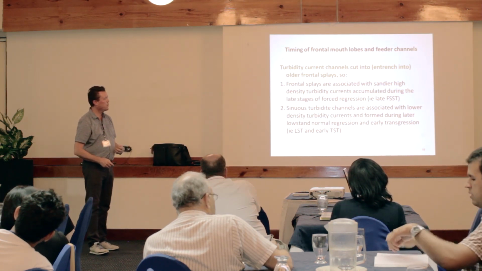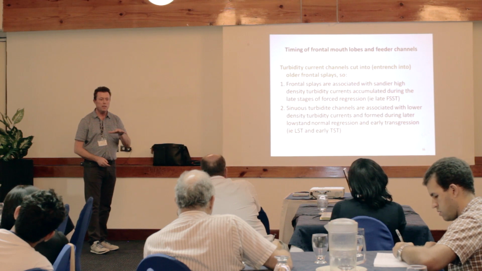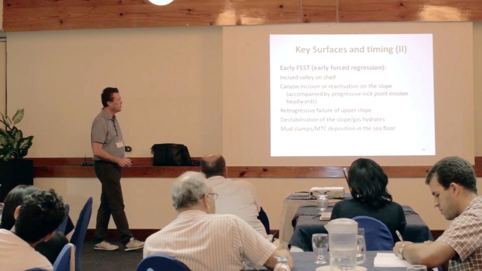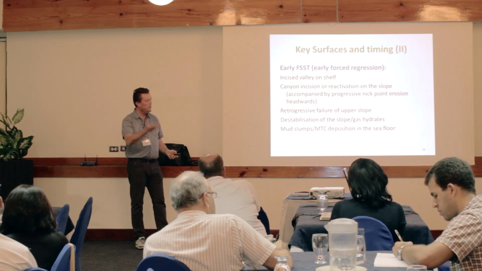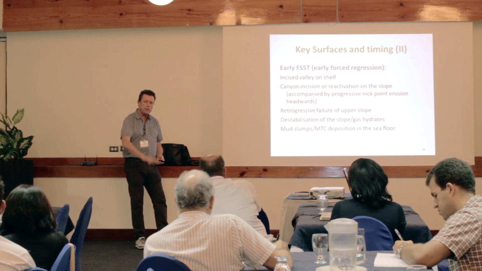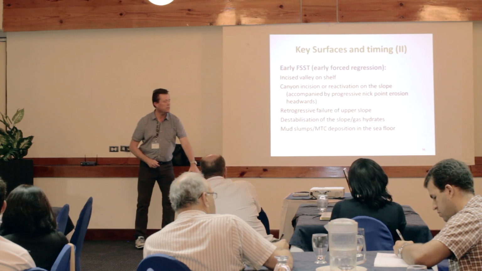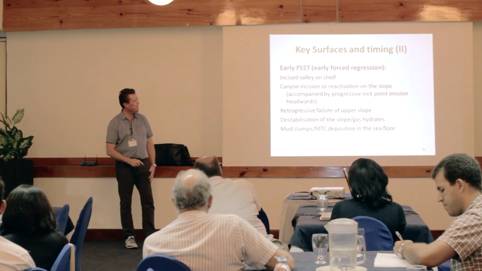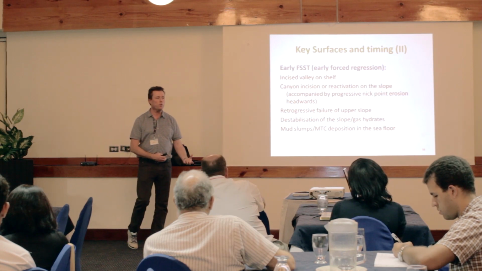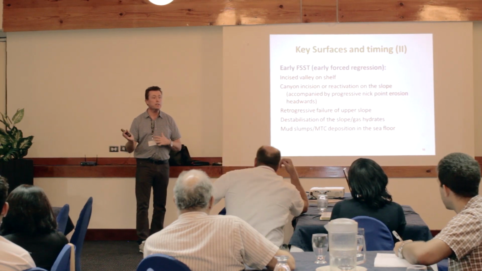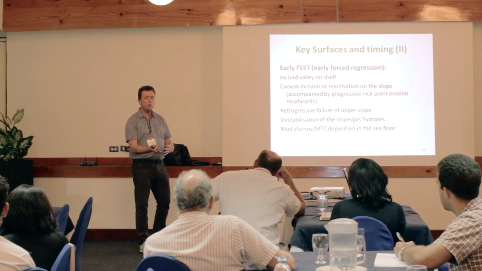And what I want is for people to test these ideas about splay and lobe architecture. So during the falling stage, incised valleys on the shelf, canyons also cut down, and gullies cut down on the shelf break and slope, cut downwards, and we also get slumping at this time. So immediately before the frontal splays, we start to get large-scale destabilization of the upper slope.